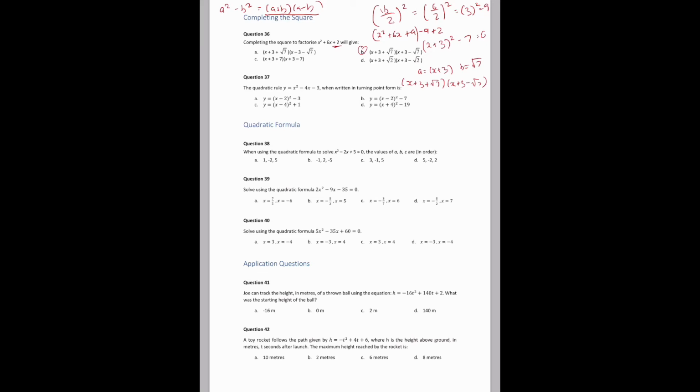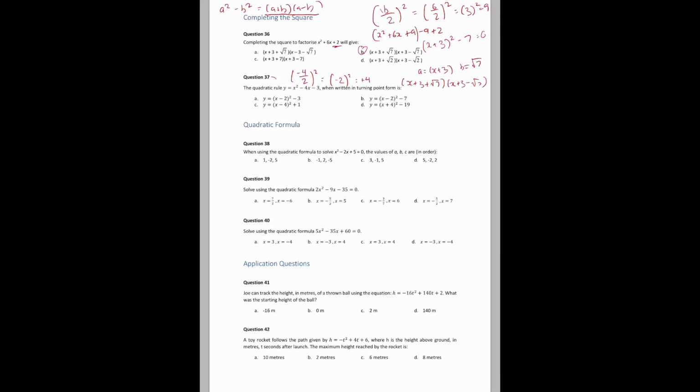Now, question 37 says the quadratic rule y is equal to x squared minus 4x minus 3, when written in the turning point form, is what? The great thing about completing the square is that it allows us to convert the standard form into the turning point form. We'll do the exact same method where we get b, half it, then square it. Your b value is equal to -4. So -4 on 2 whole squared, that's the same thing as (-2) squared, which is therefore +4, right?